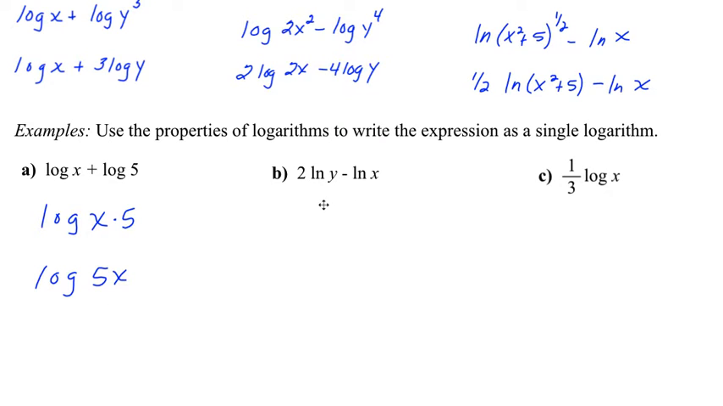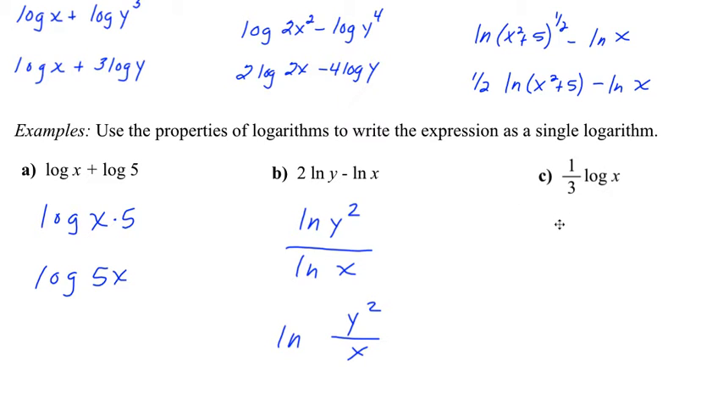Similarly, we have the 2 times the natural log of y minus the natural log of x. When we have a difference, that means we're going to have a quotient. And the 2 out front means that that was an exponent for y. So that's the natural log of y squared divided by the natural log of x. So we could write that as a single logarithm as the natural log of y squared over x.